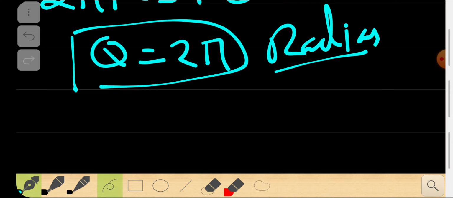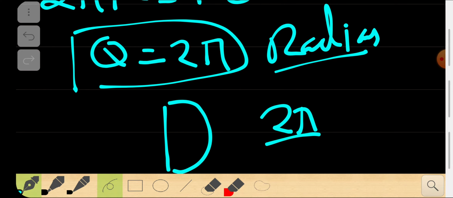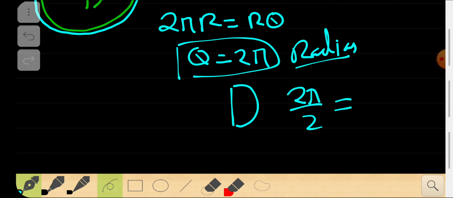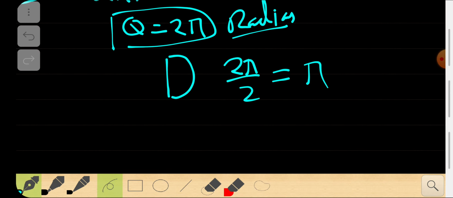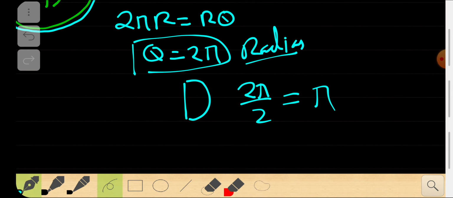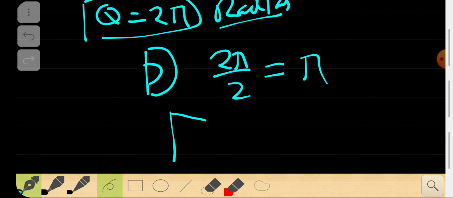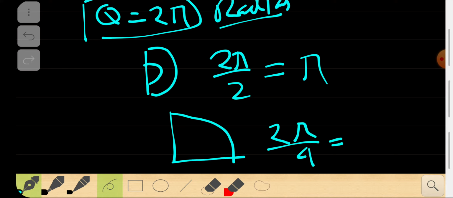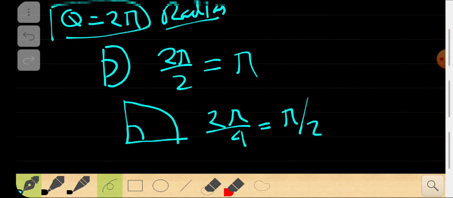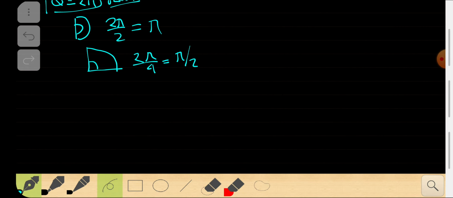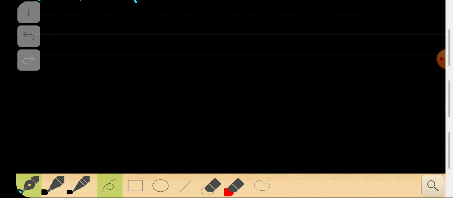So the half of the circle will be 2 pi by 2, that will be pi. That's the total angle here. And for a quarter of a circle, it will be 2 pi by 4, that will be pi by 2. So that's the angle, that's 90 degrees. So pi by 2 is equal to 90 degrees. So these are basic things I haven't mentioned, and I thought I need to mention.